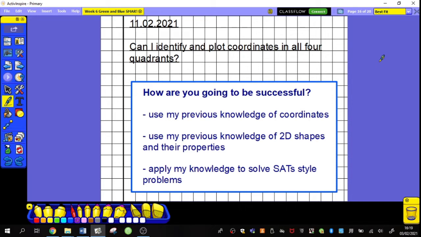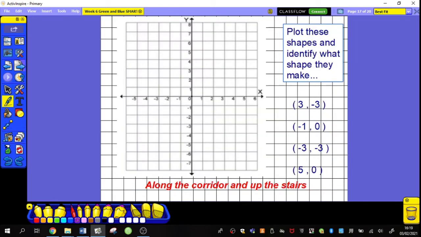Right, today we're going to be continuing to plot and identify coordinates, but this time we're going to be looking in all four quadrants. To be successful, we're going to be using our previous knowledge of coordinates, we're going to be using our previous knowledge of 2D shapes and their properties, and you're going to be applying all of that knowledge to solve problems.